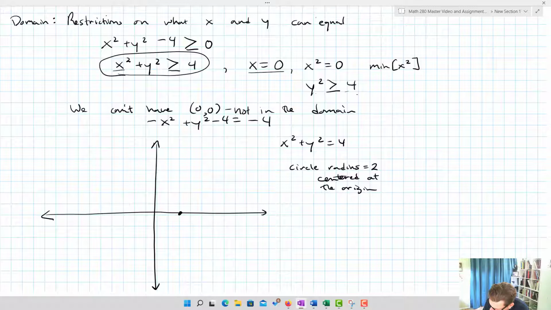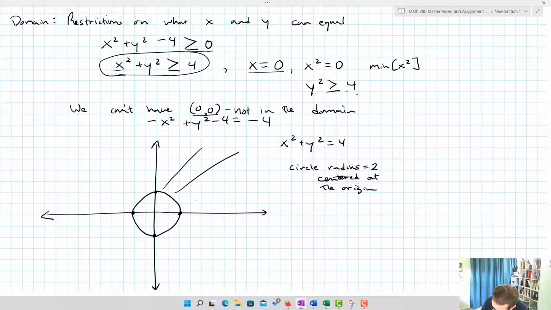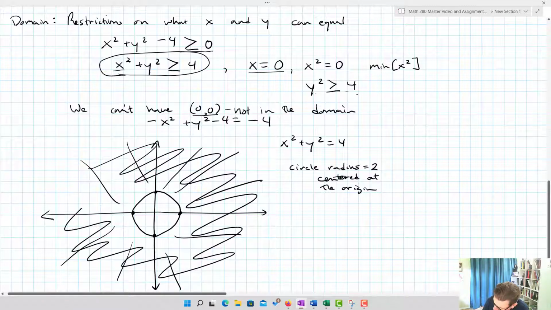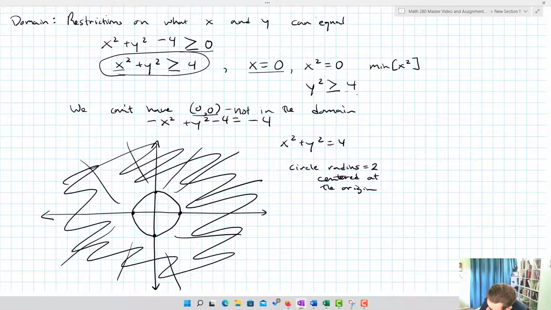So when I draw that out, that's what this is going to look like, right? There's my circle of radius 2, centered at the origin. Remember what I said, that (0, 0) cannot be included inside of that domain? In fact, we have to have our values greater than or equal to 0. So consequently, all of this area out here, if we just imagine, it's all the stuff outside of the circle x squared plus y squared equals 4.